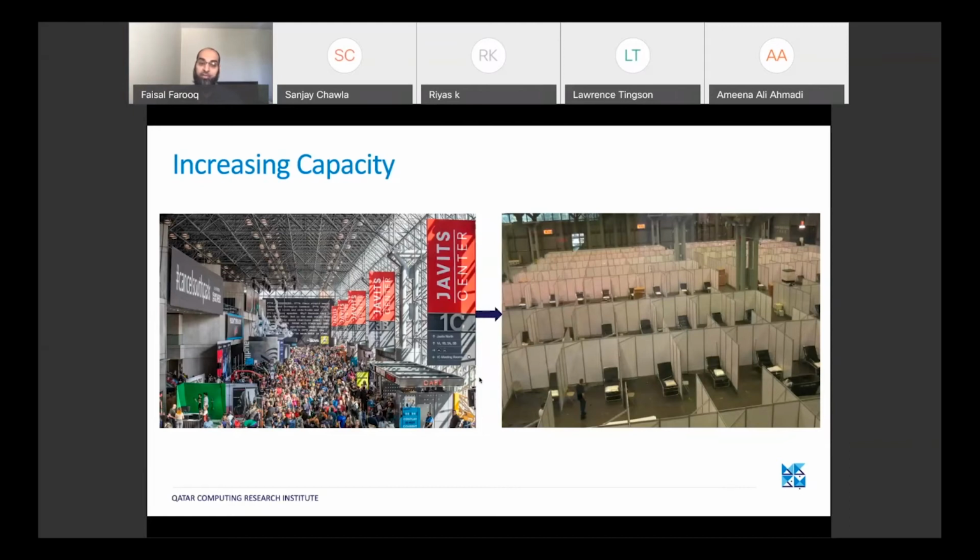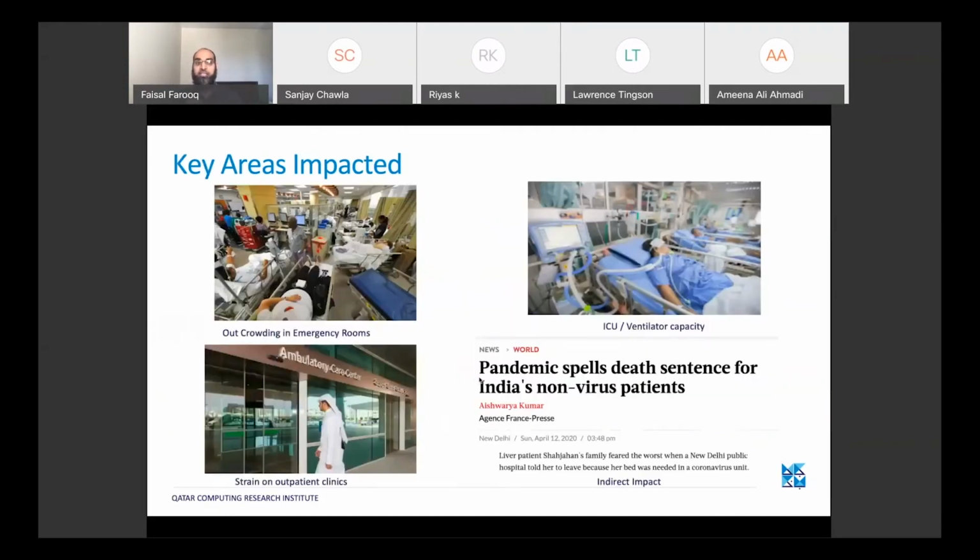To be able to do that, what we need to understand is which pieces of the puzzle are being impacted the most. So in the current pandemic, for example, in COVID-19, the key areas that are being impacted are emergency rooms, where it's overcrowding the emergency rooms. It's putting a strain on outpatient clinics, with people having symptoms and wanting to know, do I have COVID? They want to rush into these hospitals, these primary care or outpatient clinics. Then once someone is hospitalized and they may need ventilators, they need to go on ventilators and within ICUs, then our ICU capacity is being strained.